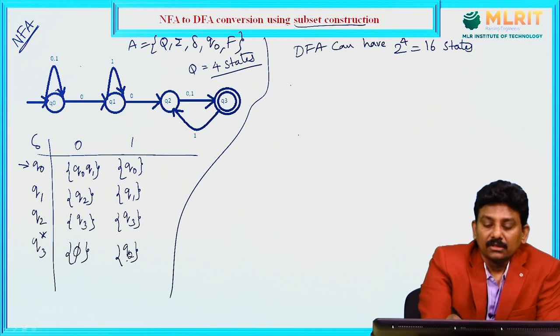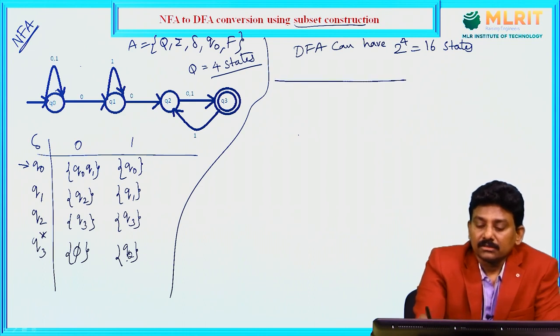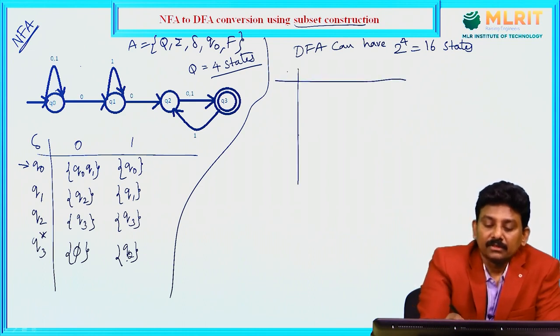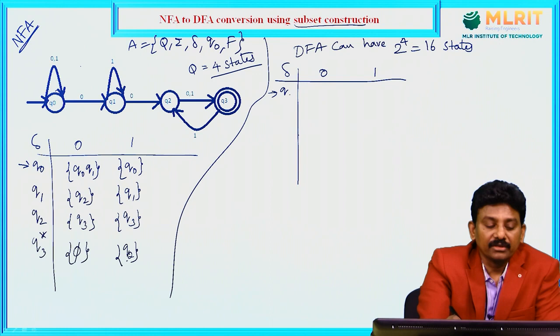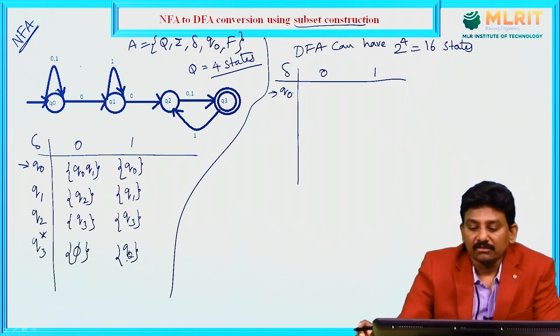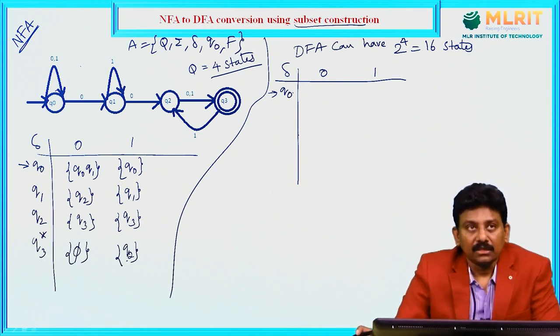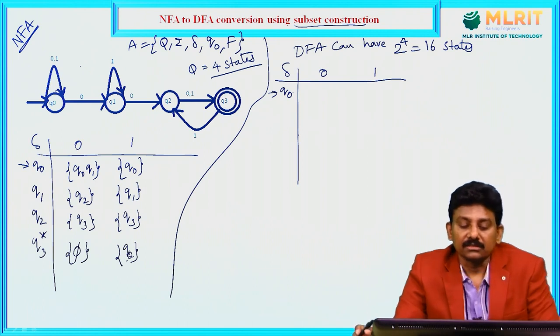Now construct the table. Columns are representing input alphabet, rows are representing states. Initial state of NFA is Q0, so the equivalent DFA also has the same initial state. Any NFA or DFA can have only one initial state, and final states may be more than one. Q0 is the initial state.